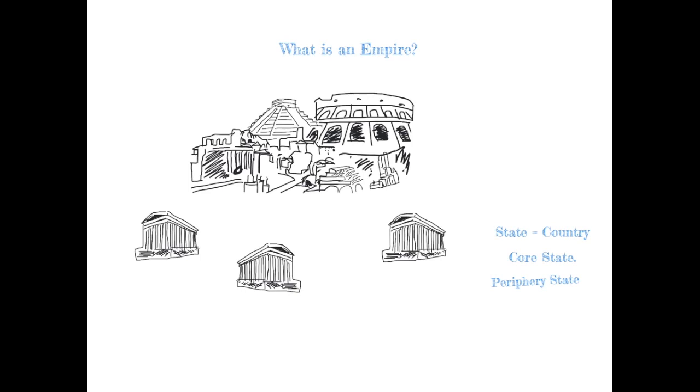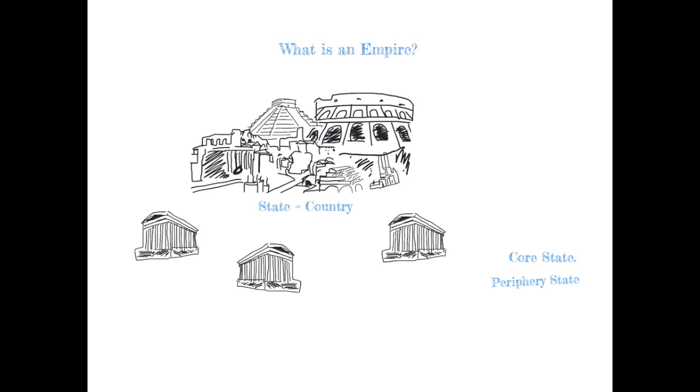Now, it's easy to get confused when we hear the term state. We might think of the state of Maine, the state of New Hampshire, the state of Massachusetts, but in this instance, we're actually looking at something that resembles a country. So, just remember, when you hear the term state being used, we're looking at something that resembles a country.